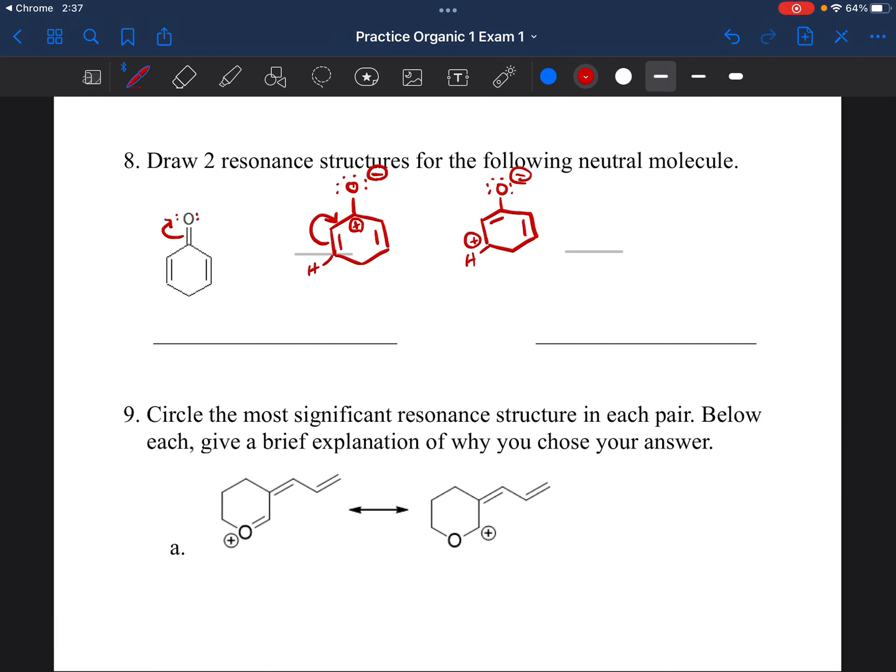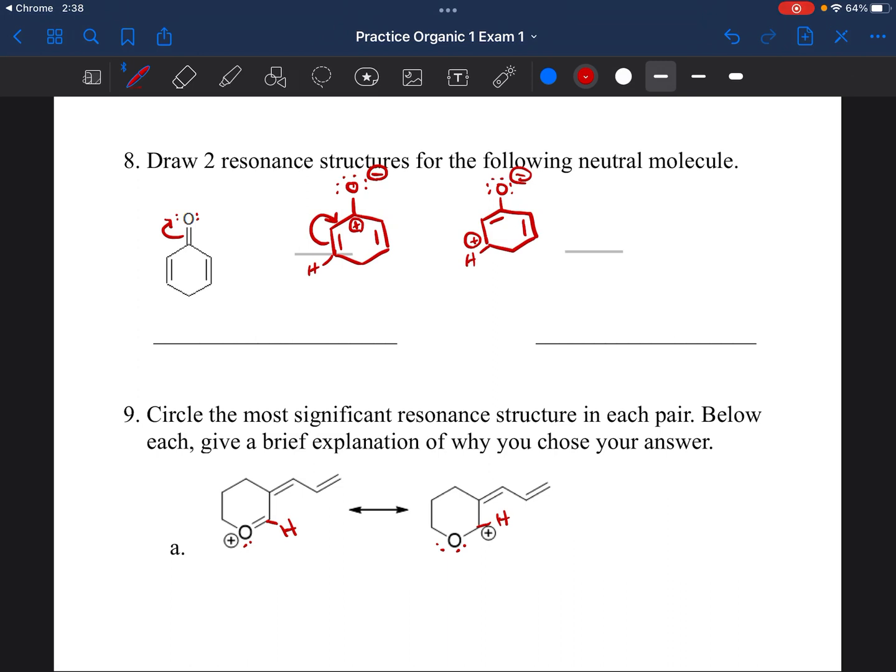Now, we're just comparing significance. So these are both valid Lewis structures. I'm going to draw in the lone pairs just so I can see them. I'm also going to remind myself that this has one hydrogen, so it still only has one hydrogen.